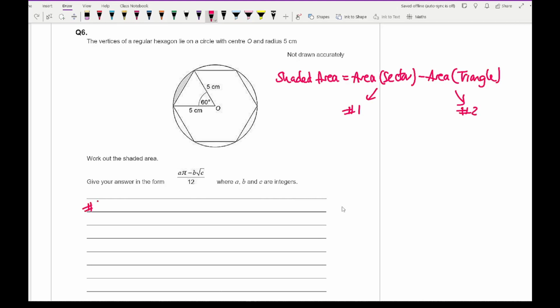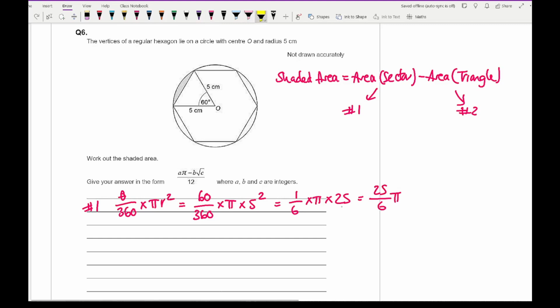So looking at #1, the area of a sector, the formula is theta over 360 multiplied by pi r squared. So if I substitute those numbers in, I've got 60 over 360 multiplied by pi multiplied by 5 squared, which gives me 1/6 times pi times 25, which equals 25 over 6 pi. And I'm going to leave my answer in that form for the time being.